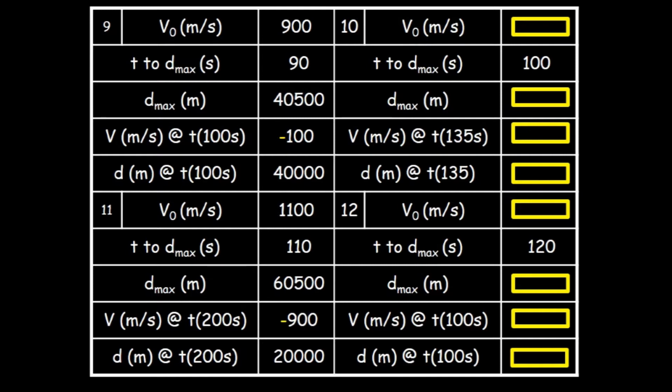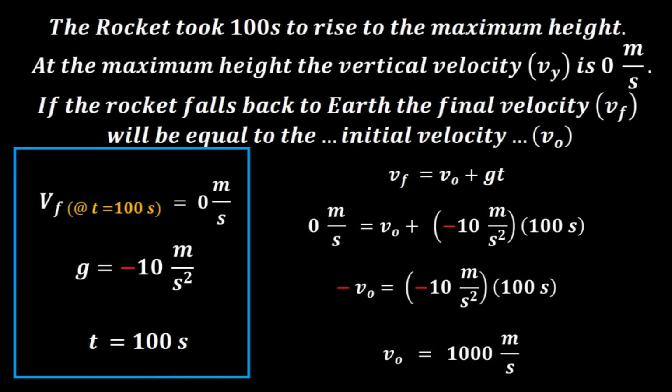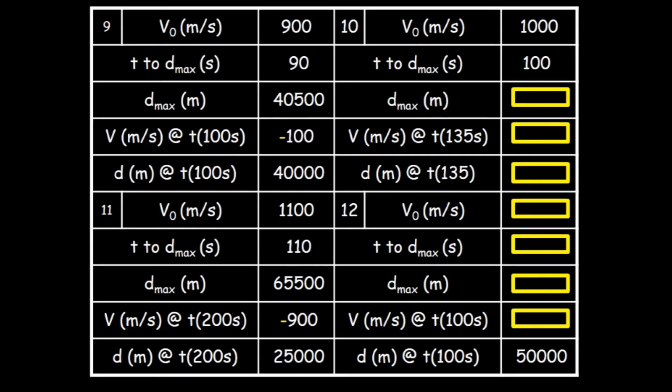The next one, at 100 seconds, what's the velocity? Well, at 100 seconds, the initial velocity was 1,000 meters per second. It takes 100 seconds to reach Dmax, and it does so if its initial velocity was 1,000 meters per second. So we'll put 1,000 meters per second into the answer sheet.